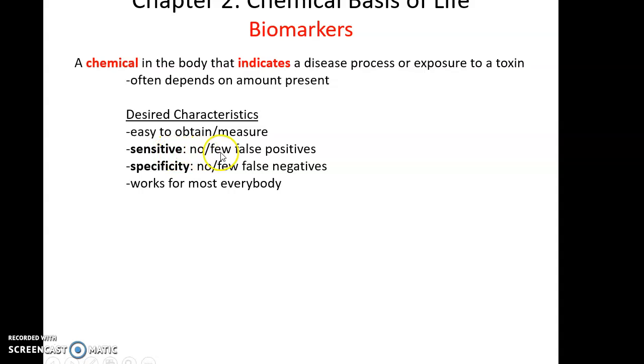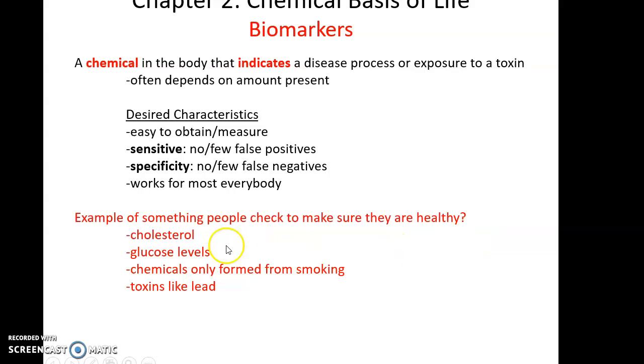Sensitivity: it needs to lead to few to no false positives. You only want to say you have something if you actually have it. Specificity, which means that it has little to no false negatives. So if you do have it, you want the biomarker to show that. And good biomarkers work for most everybody. You should be able to use them for pretty much anybody.